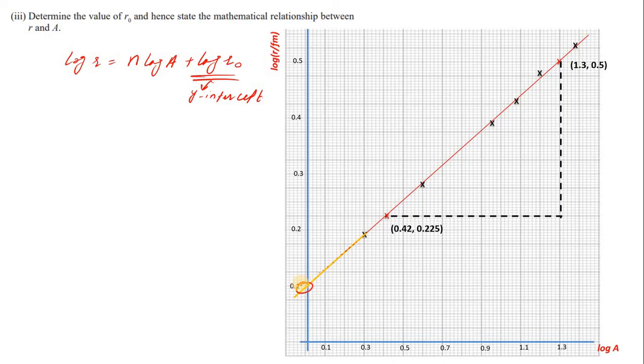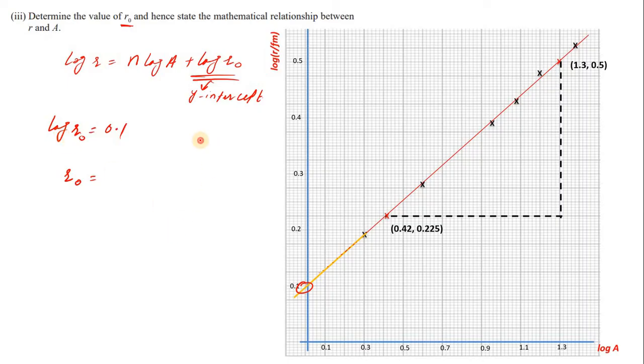as log of r naught. So according to the graph, log of r naught is 0.1, and you need to find r naught. Remember, you need to remove log. And how do we remove log? When you remove log, you take the anti-log, and the effect of anti-log is to remove the log on the right hand side, because log is the log of base 10.